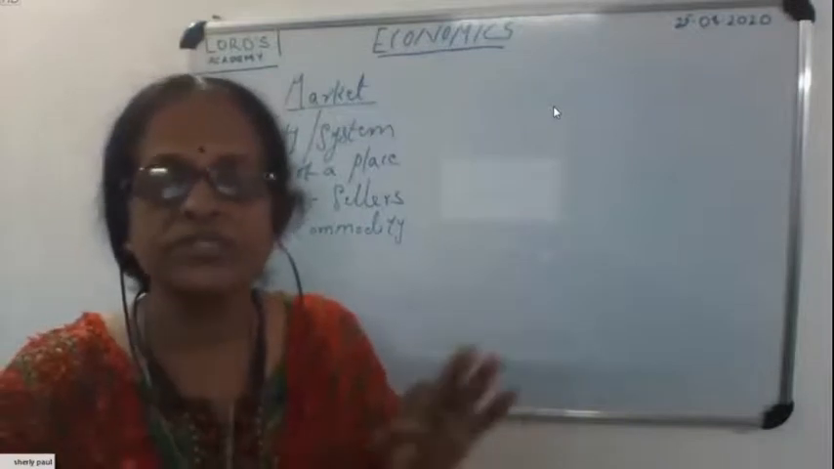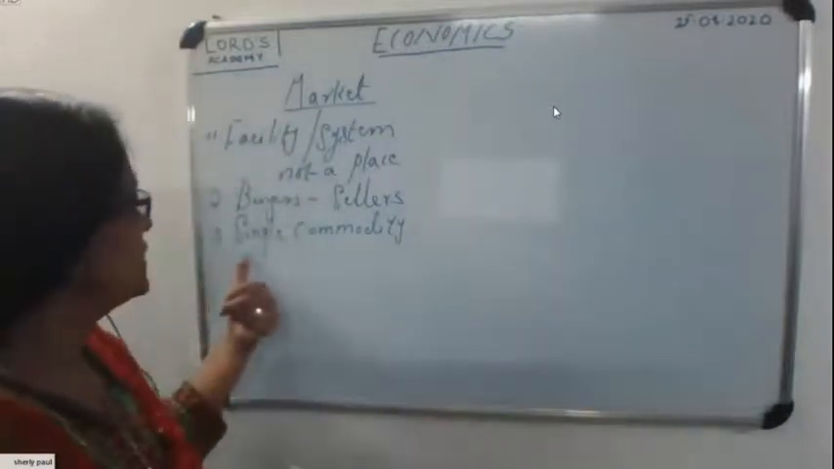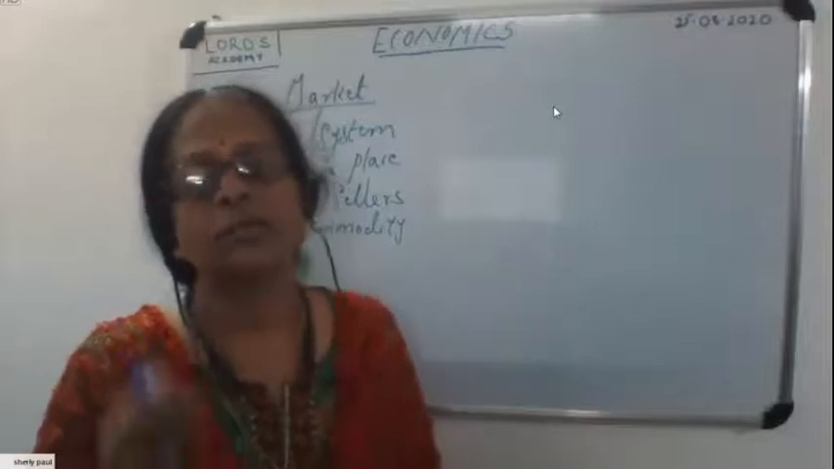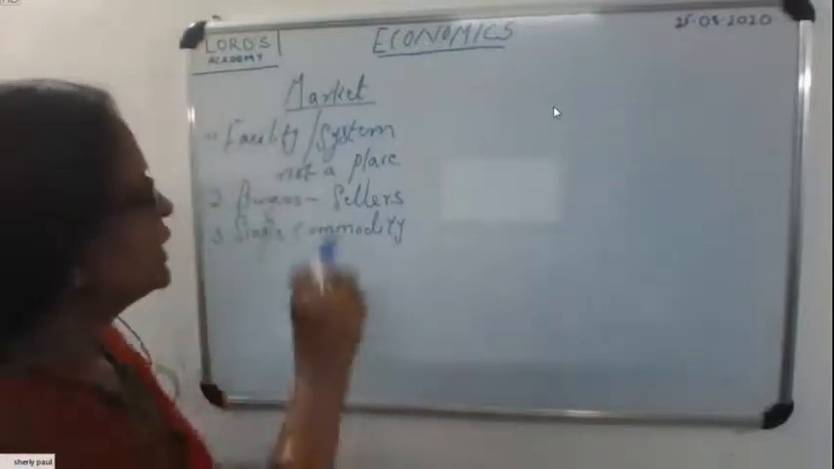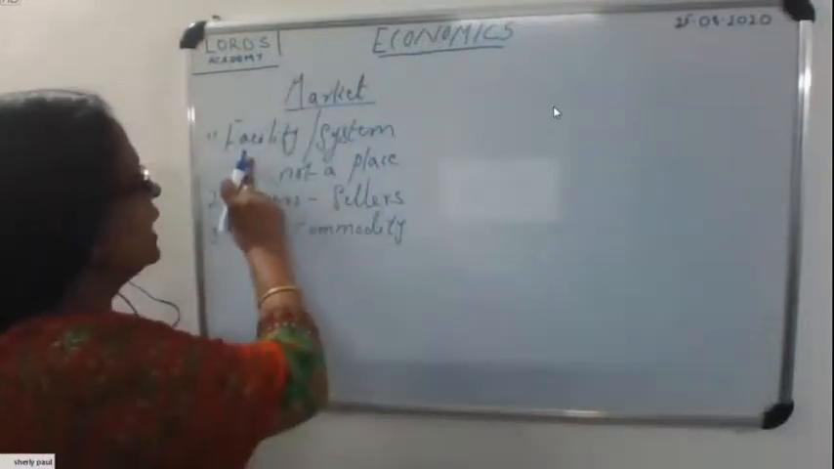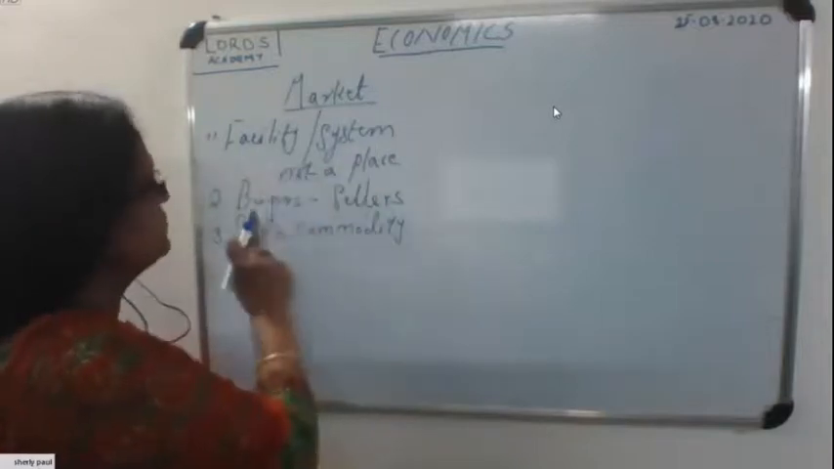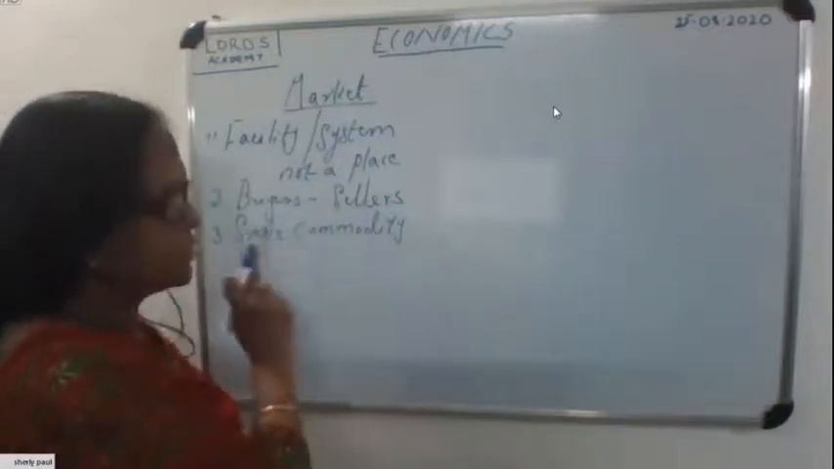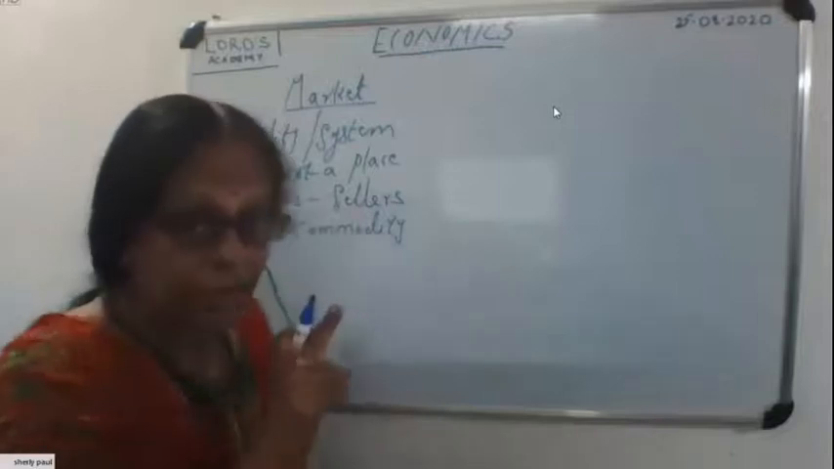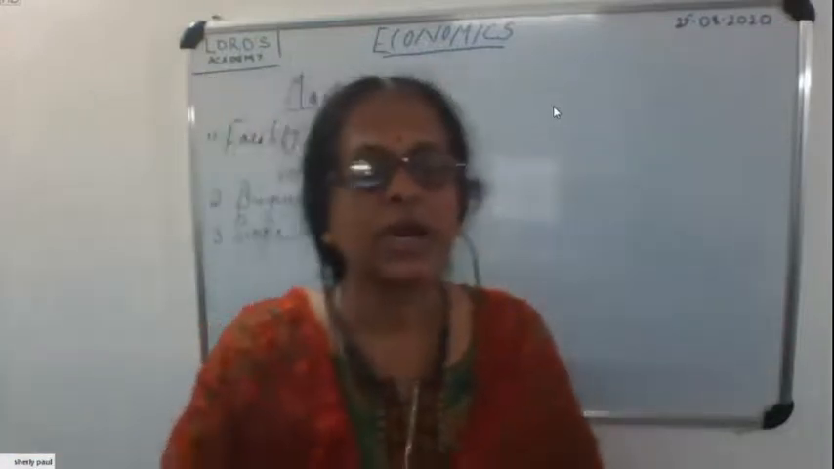Presence of buyers and sellers should be there. And the third one is single commodity. I hope it is clear for you. Market: definition and characteristics. Facility system, buyers and sellers, single commodity. And you have to write and mention, it is not a place. That also you have to write. I hope it is clear.